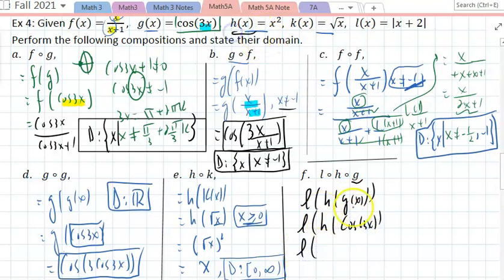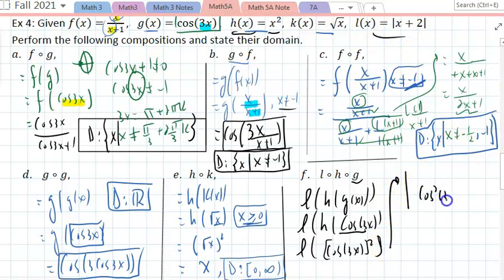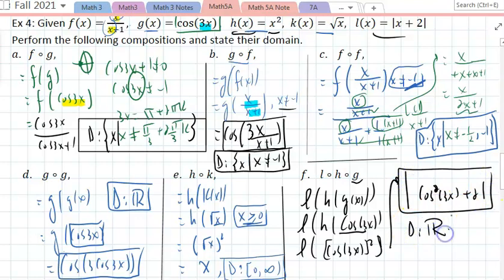H, so I'm going to take this and I'm going to square it. Still no restriction there. And L, that's going to be the absolute value of the cosine squared of 3x plus 2. And domain, there's no restriction whatsoever. There it is.